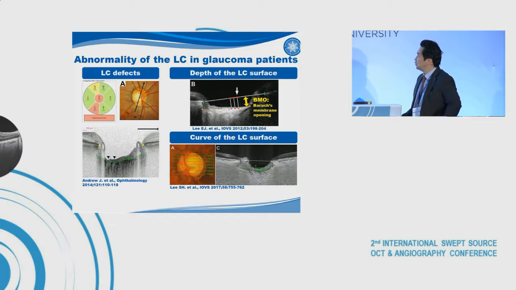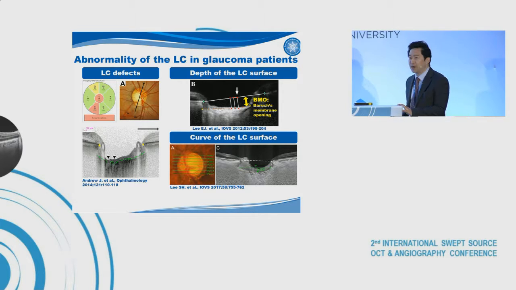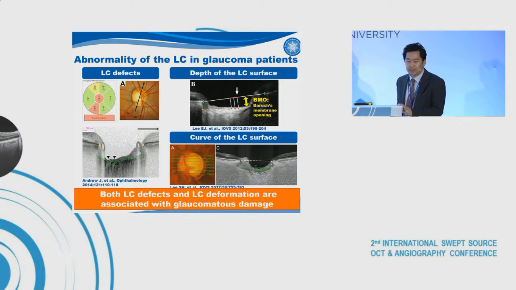So these topics were already published. The abnormalities of lamina cribrosa in glaucoma patients are lamina defect, deeper depths of lamina cribrosa surface, and higher curvature of lamina cribrosa surface. So both lamina cribrosa depth and lamina cribrosa deformation are associated with glaucoma presence.